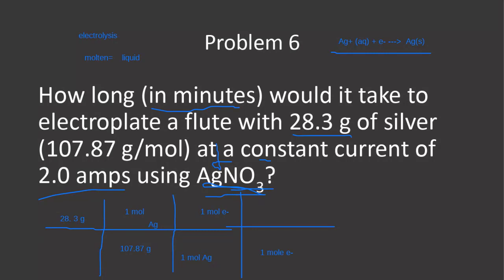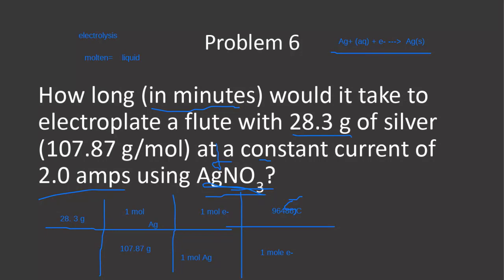Okay, cool. So now we can convert that electron using Faraday's conversion factor, 96,485 coulombs per 1 mole of electrons, right? Oh, I wrote 6, 5. That was a typo. There, correction.